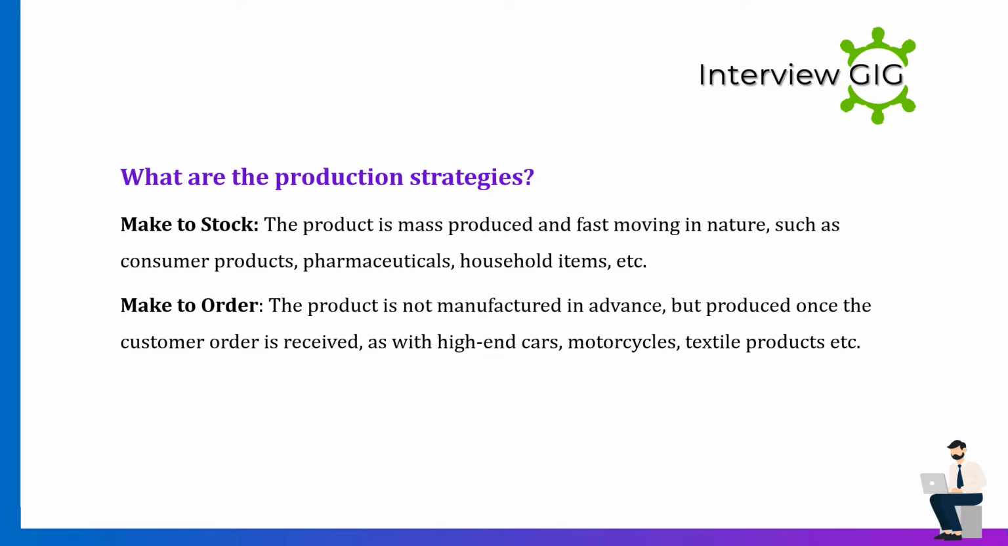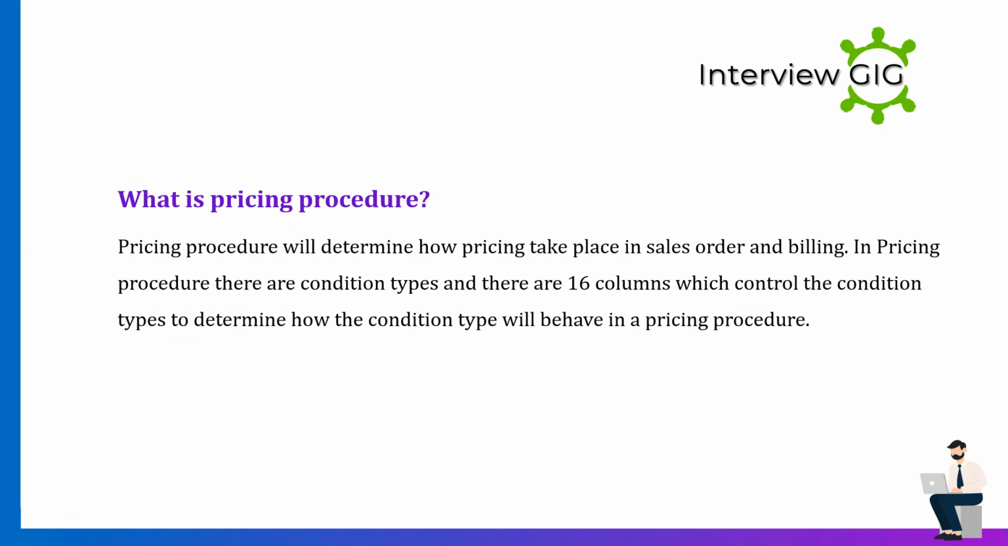What are the production strategies? Make to stock: the product is mass-produced and fast-moving in nature, such as consumer products, pharmaceuticals, household items, etc. Make to order: the product is not manufactured in advance, but produced once the customer order is received, as with high-end cars, motorcycles, textile products, etc. What is pricing procedure? Pricing procedure will determine how pricing takes place in sales order and billing. In pricing procedure there are condition types, and there are 16 columns which control how the condition type will behave in a pricing procedure.